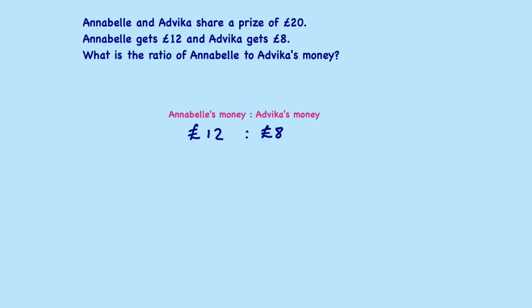Now this is the ratio of Annabelle's money to Advika's money. In ratio you use these double dots, this colon, and that means £12 to £8 of Advika's. That's what the ratio is.